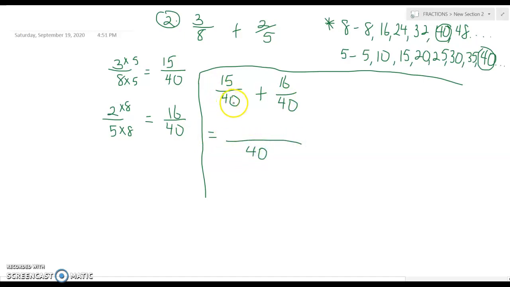And because we already have the 40 here and the 40 here, just add the numerators, the numbers at the top. 15 plus 16. And then we will get what? 5 plus 6 is 11. You get 1 there, 31 over 40. So you see, simple, right? Alright, let's look at one more together before we look at the mixed numbers.